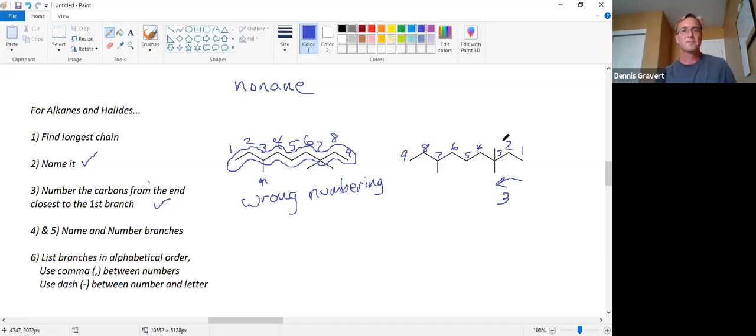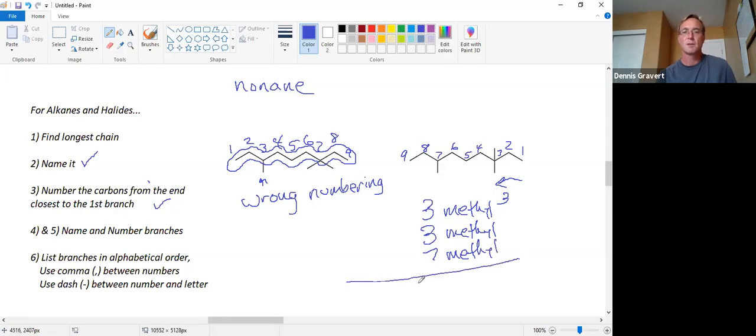Cool. Name and number the branches. Well, on carbon 3, there's a methyl. There's another methyl on 3. And then on carbon 7, there's a third methyl. Add them up. That's 3,3,7-trimethylnonane.